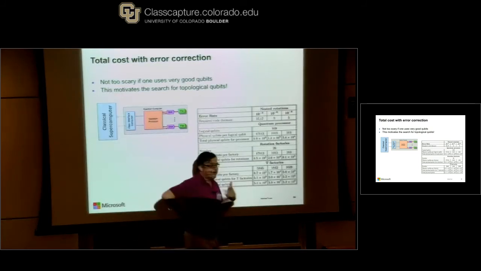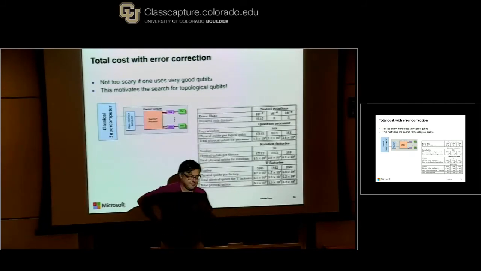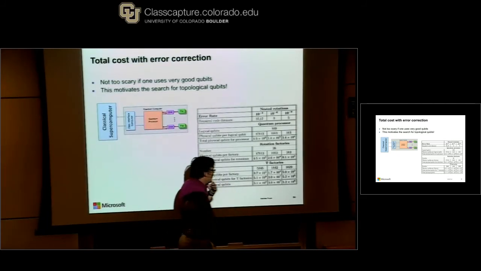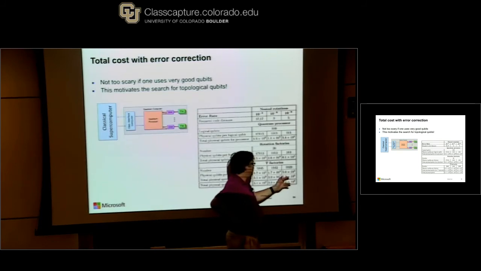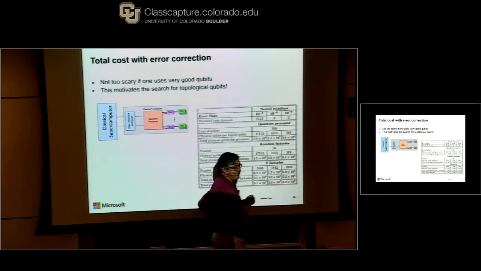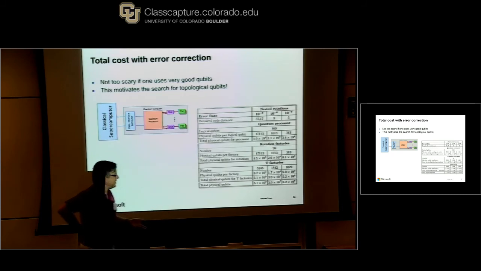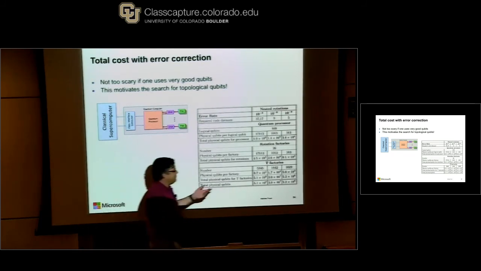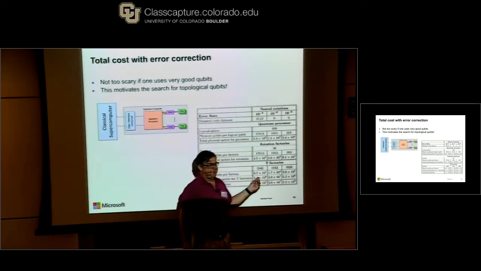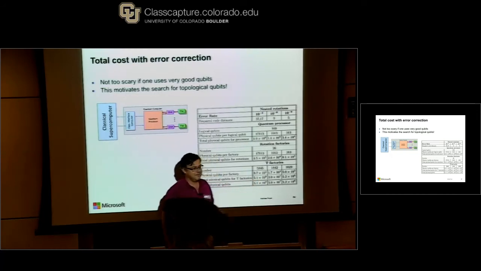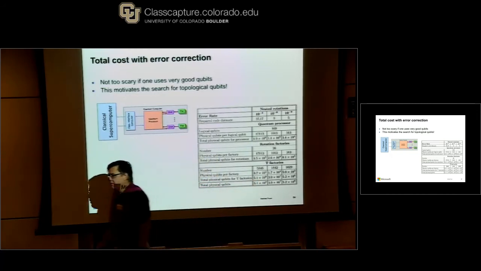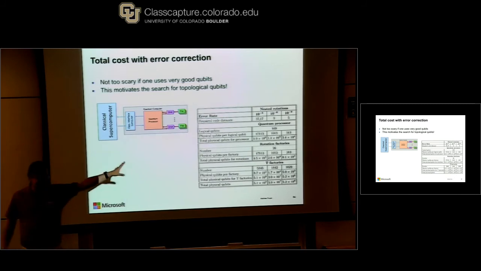Next, I need the T factories to make the T states. With 9/9 fidelity, I need about 5 million to do the T states. With 6/9, I need about 30 million. With 3/9, with maybe what I could achieve with superconducting qubits, I need about 5 billion physical qubits. So seeing that, we say, yes, it's feasible, we can do it.